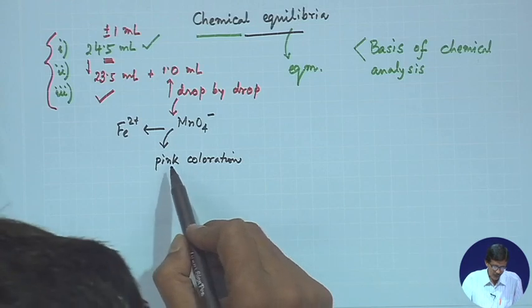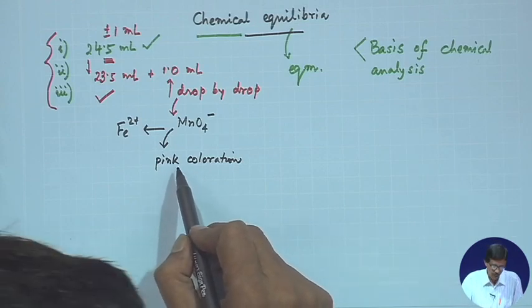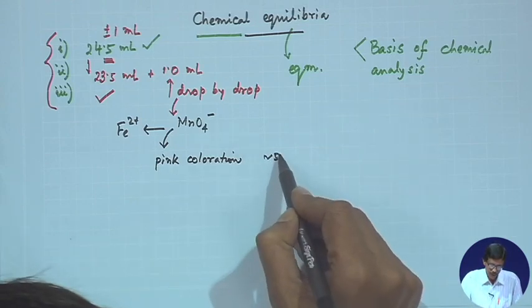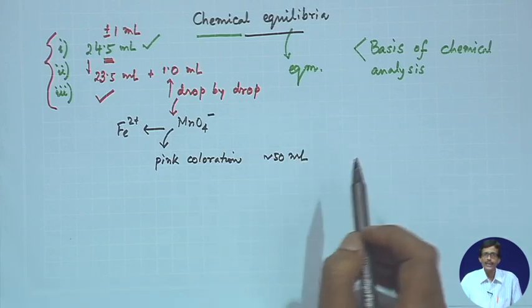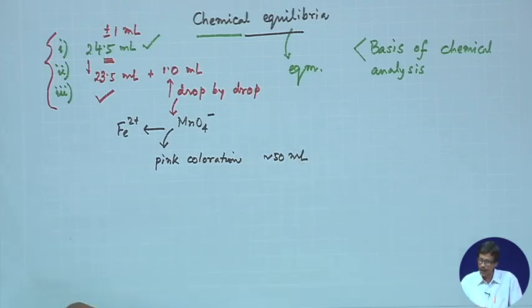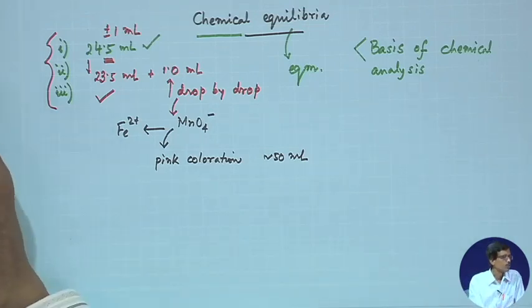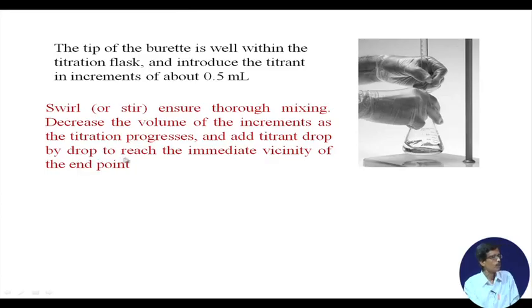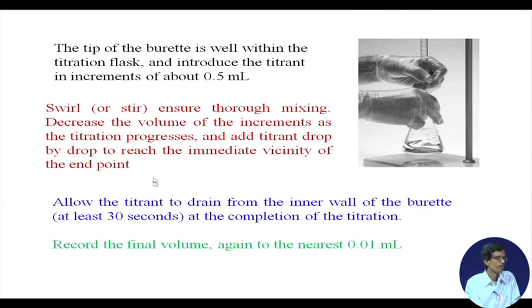When we have an extra 1 or 2 drops of the solution in a volume of about 50 milliliters, we can detect the end point of this titration nicely with our naked eyes. That is why we say to add drop by drop as you reach the end point. Then allow the burette to drain from the inner wall for at least 30 seconds at the completion of the titration.